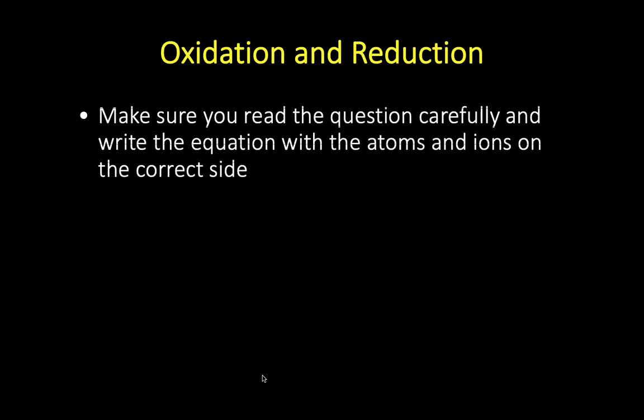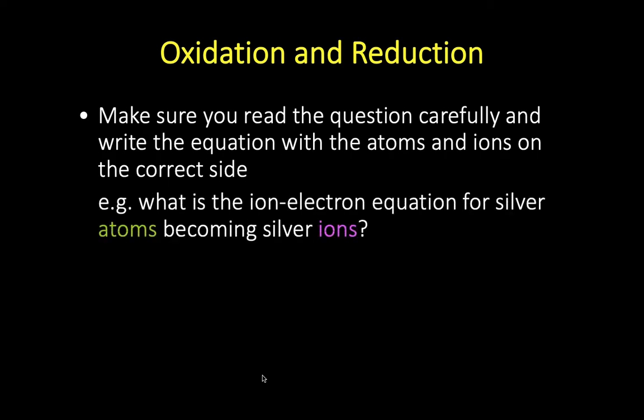Let's keep going. When you come up against a question about oxidation or reduction, you have to make sure you read the question carefully and write the equation with the atoms and ions on the correct side. For example, what is the ion-electron equation for silver atoms becoming silver ions? Our silver atom is our reactant. That's what we are starting with, so that's going to be on the left-hand side of our equation. And our ions are going to be on the right-hand side of the equation. That is what we're producing.